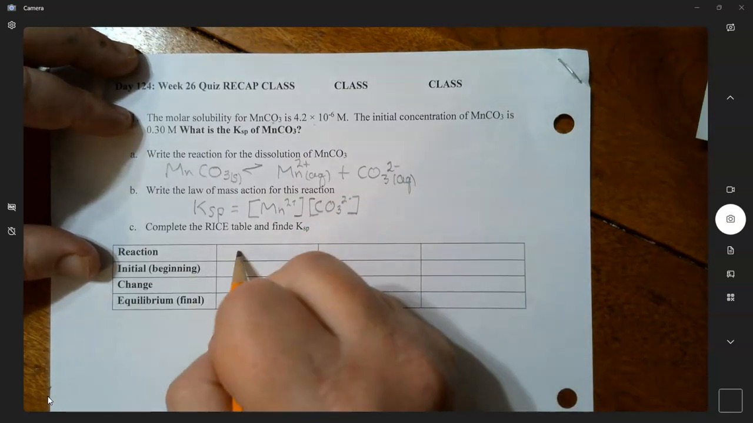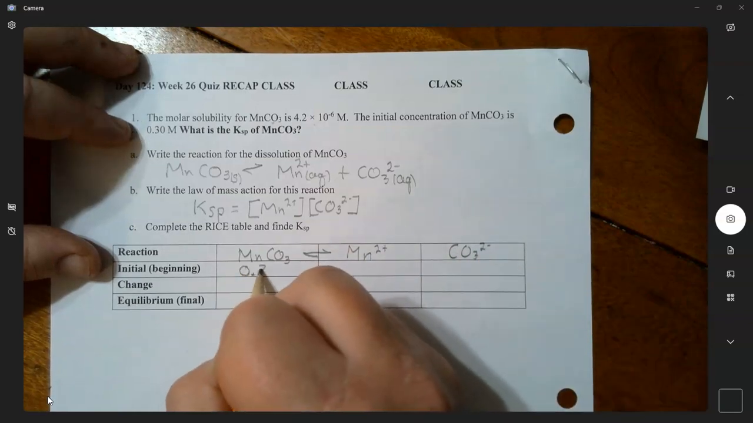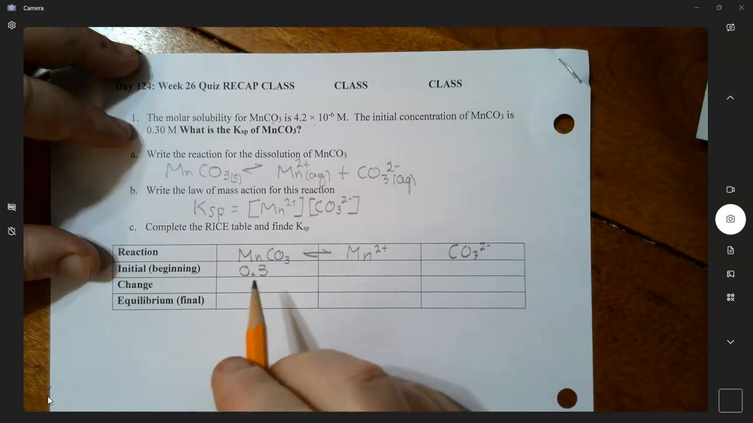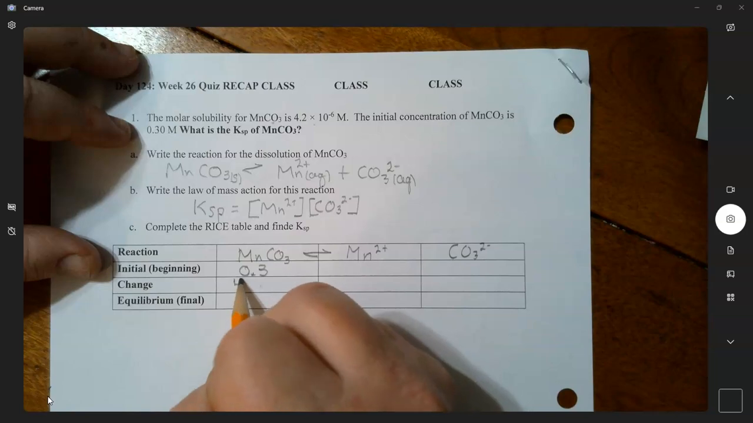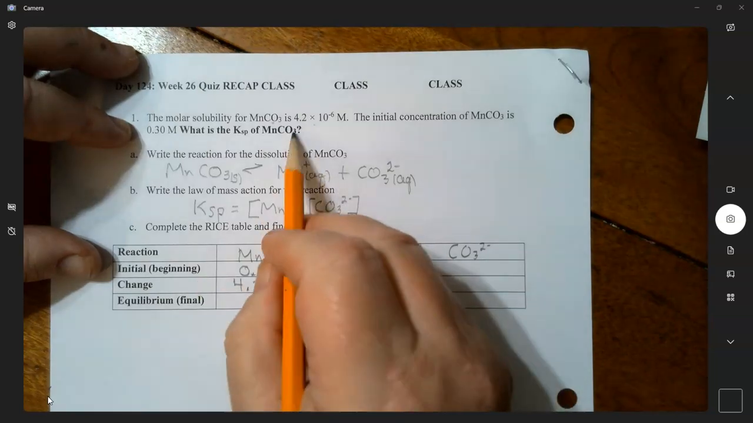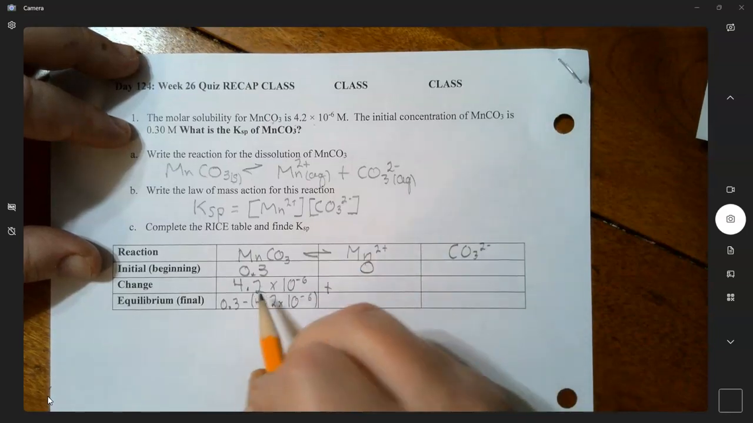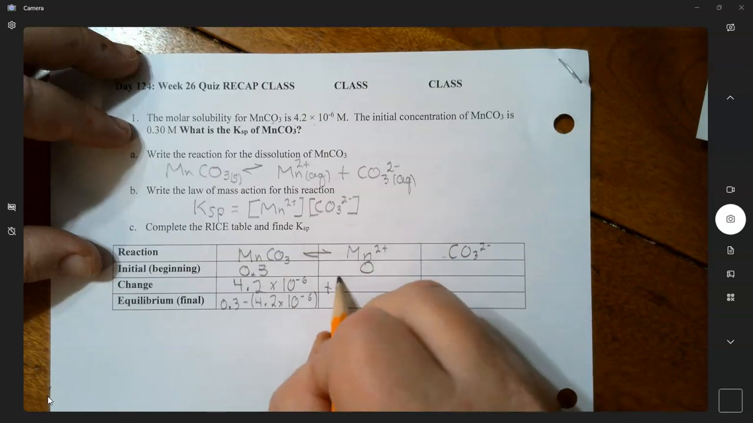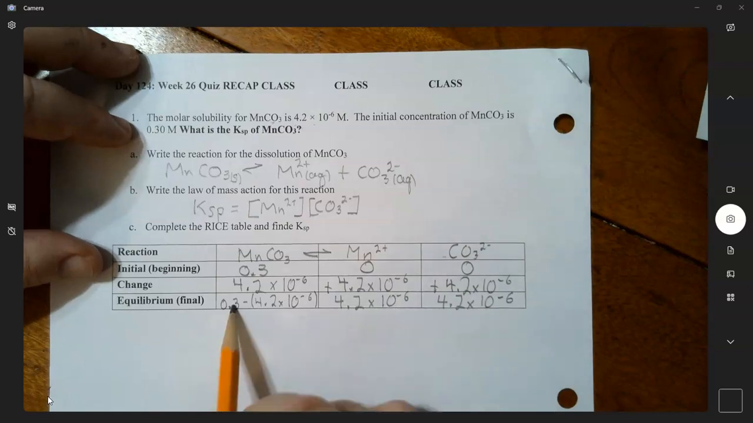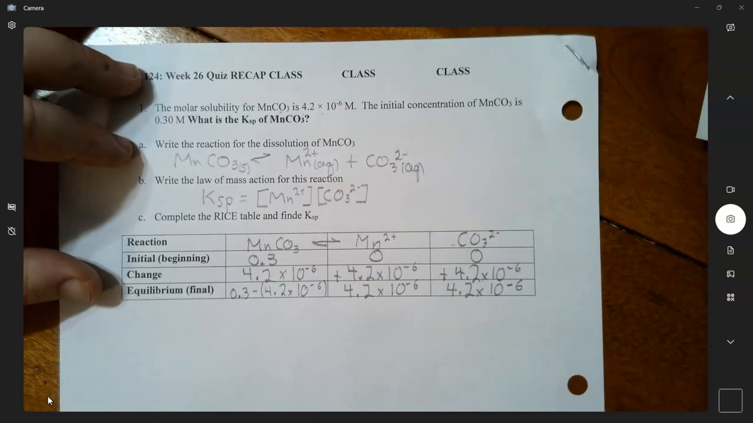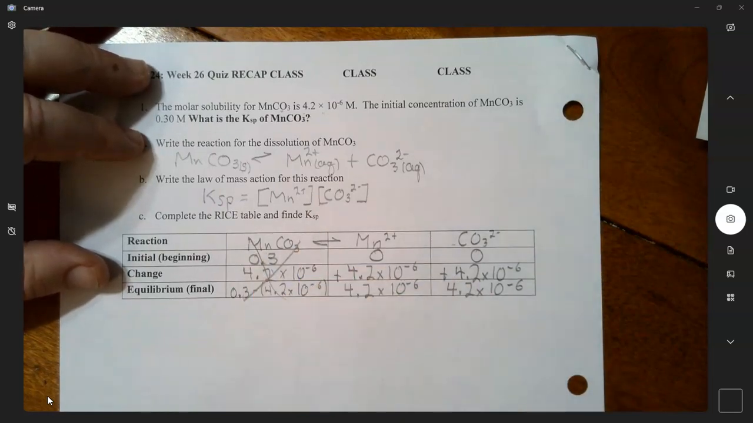So we're going to go ahead and write the reaction out here. And we start with 0.3 molar of this, and we have the molar solubility. It's this. That's the number that goes in there. This number up here. Over here we start off with this, and we add the molar solubility because the coefficients are all 1s. Okay, so we have everything on the equilibrium line. We have to do a little math on this one, except this is a solid, so it's not going to be a part of the equation, so we can ignore it.